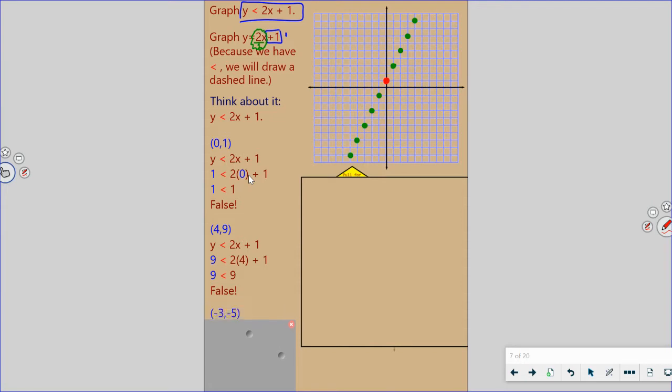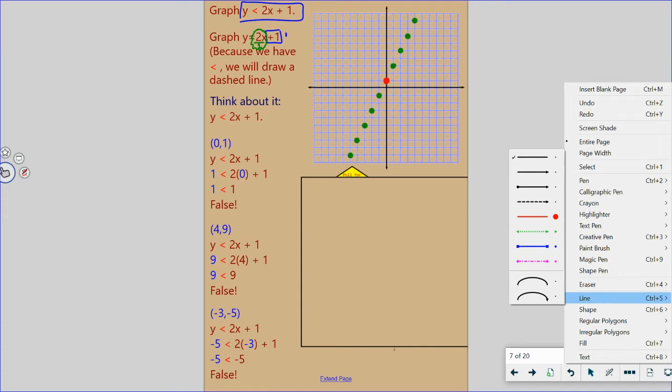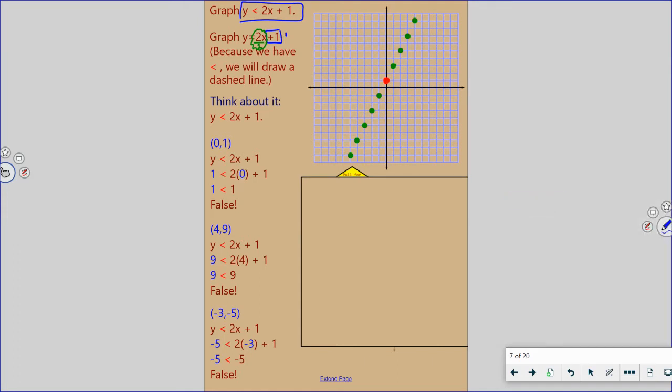Okay, let's try another point. Let's try the point -3, -5. Let's see about this one. Now, you probably already figured out by now, it keeps being the same exact number, but that makes a false statement. So, because this is a false statement, we cannot draw those points as if they're okay. So we're going to have to draw a dashed line through this.